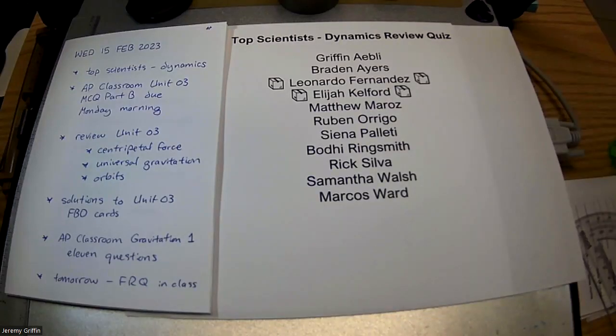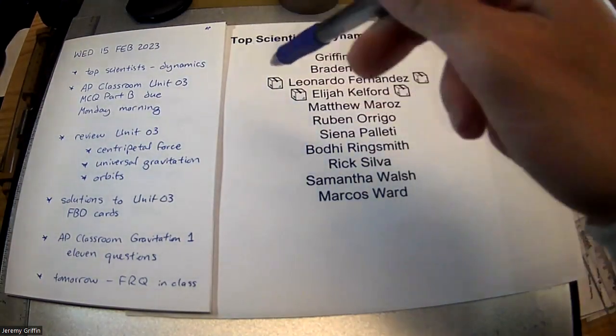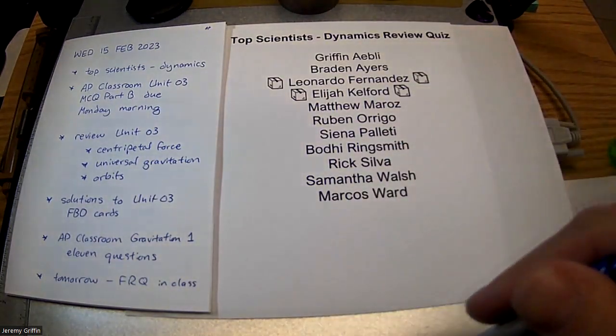Recorded is rolling. It's Wednesday, February 15th. So, bunch of stuff to do. We're going to start on Unit 3 review.